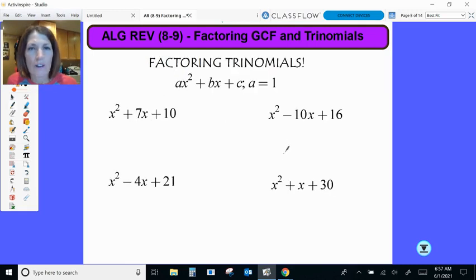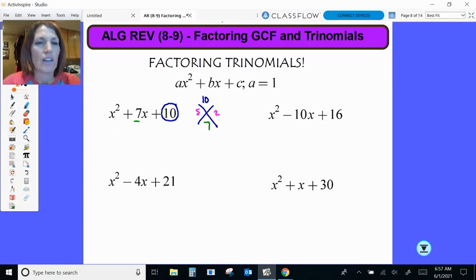So now let's start talking about factoring trinomials. This is pretty simple once you get used to it. So what we're going to do is take a look at this last term, our C term. And we want factors of 10, that C term, that add up to our 7, our middle term. So factors of 10 that add up to 7 are going to be 5 and 2 in this case. So it's just going to factor to be x plus 5, x plus 2.